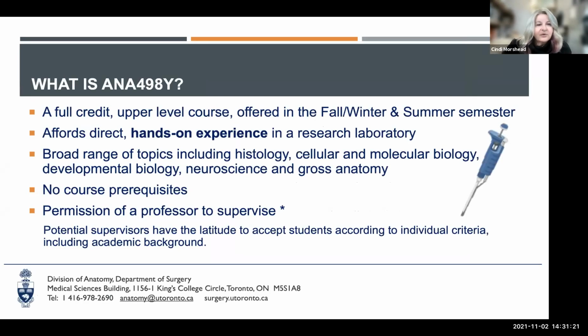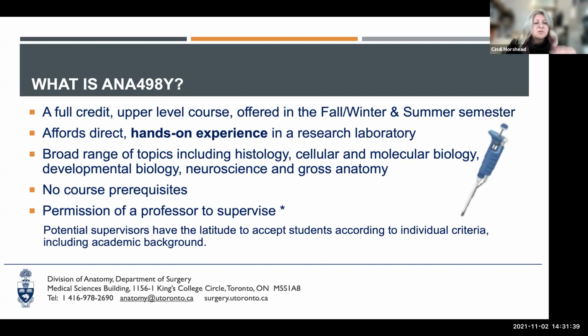So what is Anatomy 498? It is a full credit upper level course. It's offered in 2 sessions, both the fall and winter academic session, as well as offered as a summer course. It affords hands-on experience in a research laboratory. And I want to keep that in mind.